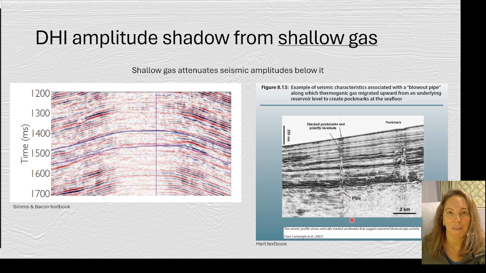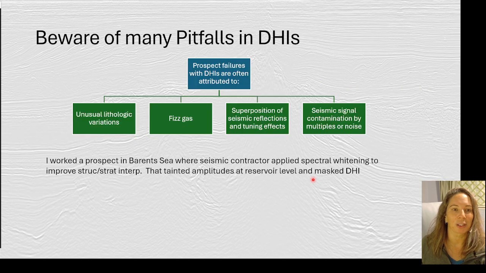And then over here, we have some examples of gas pipes, or blowout pipes as they call them, where you have thermogenic gas that's migrated upwards. Oftentimes you'll see pockmarks on the seafloor in these regions. Gas chimneys is another word we often call this. And that's very typical of what they look like.